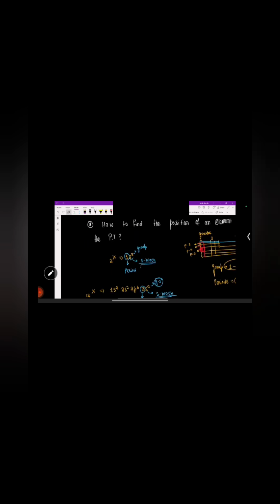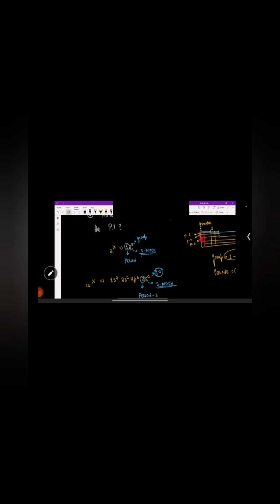Now, you have noticed that I have taken only s block element examples. Every single time it was s block. For an s block element, it is very easy to find the electronic configuration, and from there it is very easy to find the position of the element. But let's say the element is a p block element. In that case, how do we find out the position?